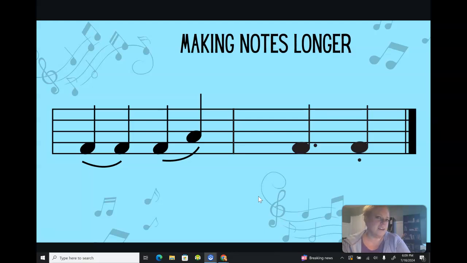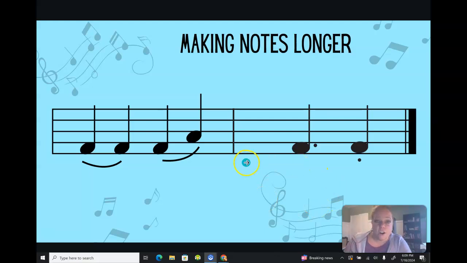We also need to talk about how music is a symbolic language. That means that we use symbols to transmit meaning. Some of these symbols get used in other ways that look suspiciously like other parts of the language of music. So we're going to need to talk about four different things that you can see in music, only two of which will make notes longer.